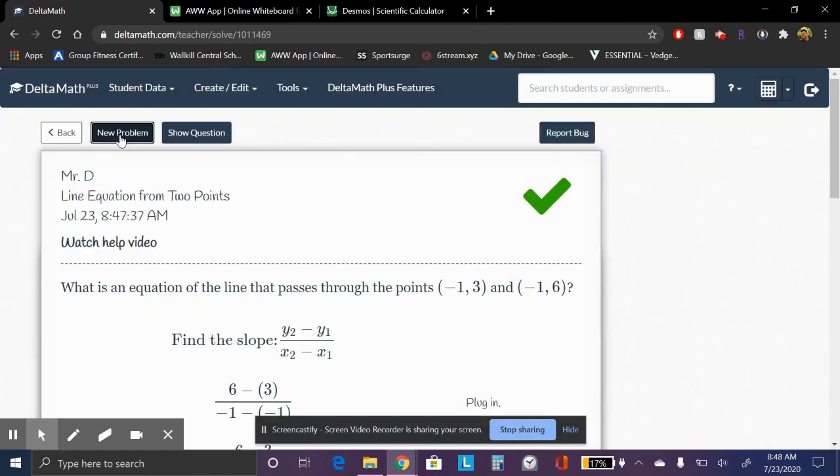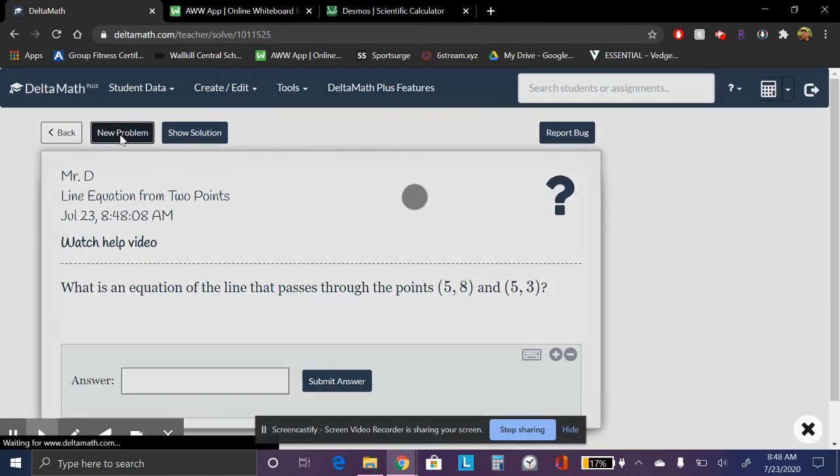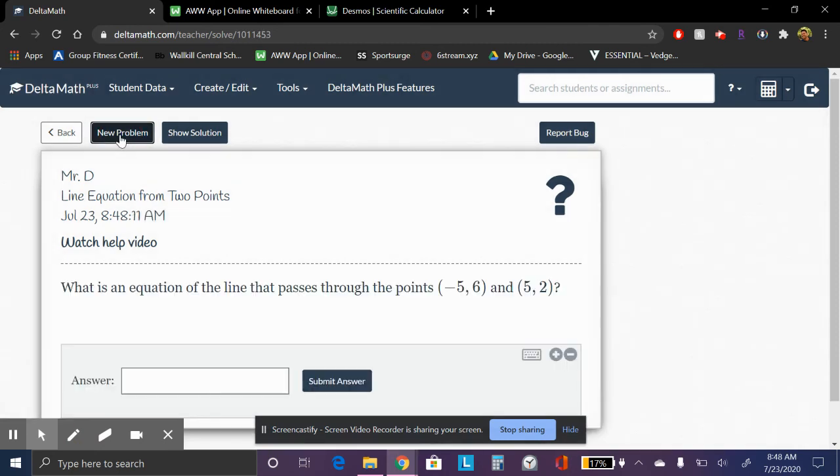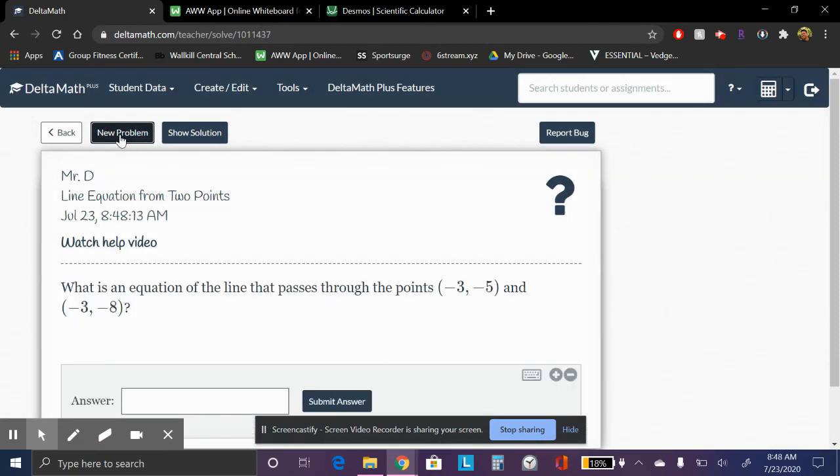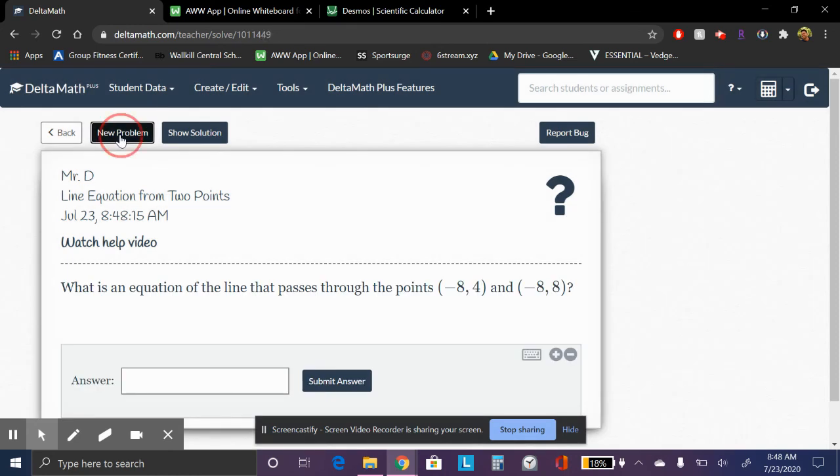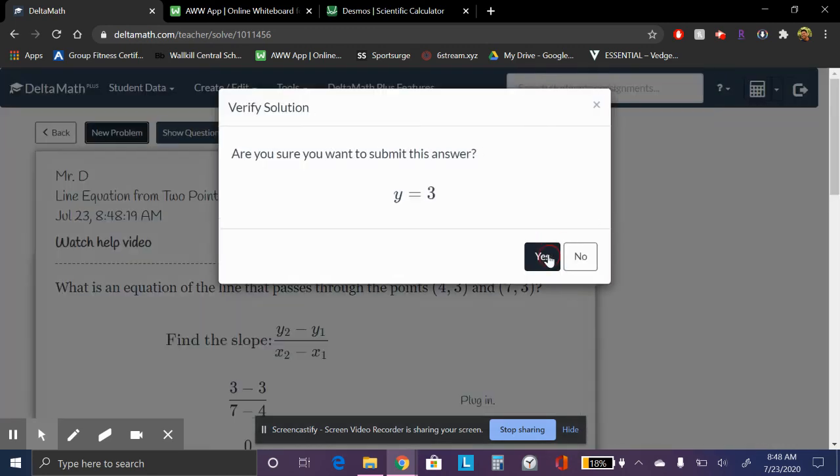I don't know if they're going to give us one with the same y values, but we can take a look. I don't think so. Oh, right here. Here we go. Same y values, 3 and 3. So instead of x equals 3, it's going to be y equals 3 since both the y values are the same. So if both of the x values are the same or both the y values are the same, you're just going to type in the x equals or the y equals depending on which is the same. So that's it for today's video.